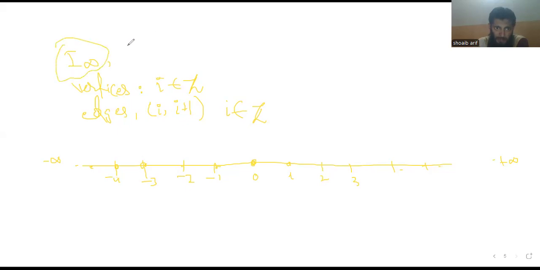This is the I_infinity graph. What type of graph is it? The vertices belong to the integers. How can we write the set of edges? The ordered pairs i to i plus 1. If we talk about this edge, i is equal to 0 and i plus 1 is equal to 1, and this edge is 1 to 2, and this edge is 2 to 3. And if we talk about this edge, it is minus 4 to minus 3. So all the edges are like these.